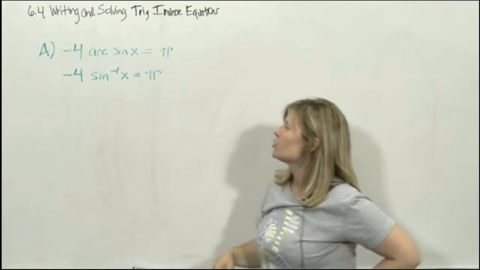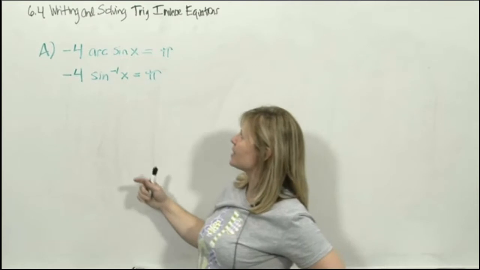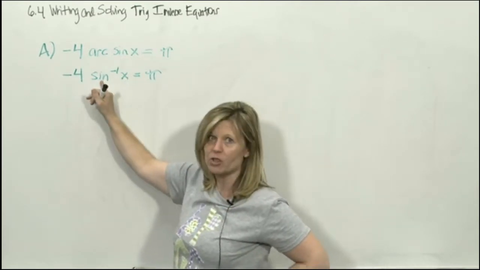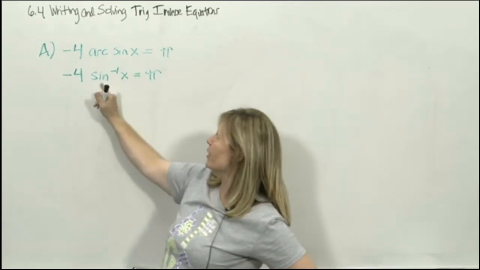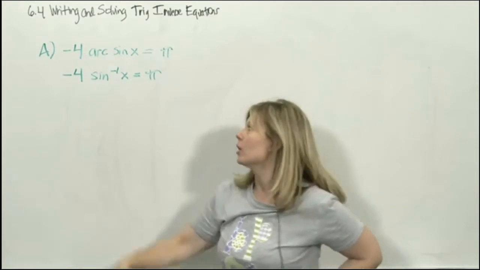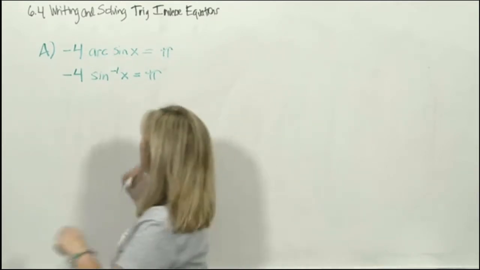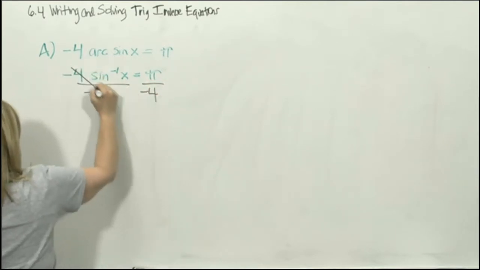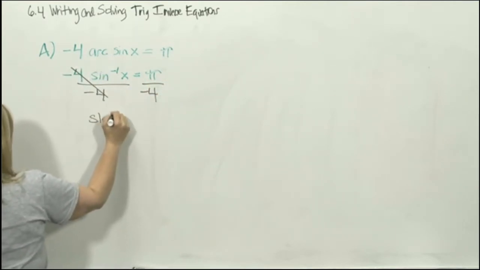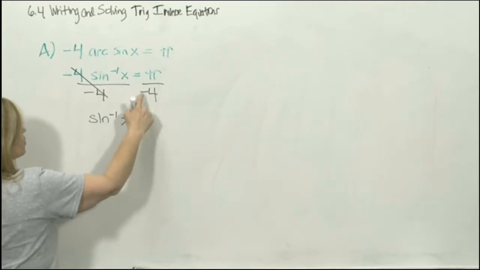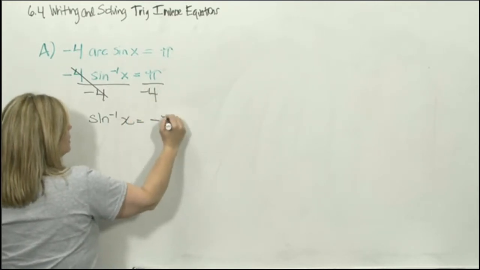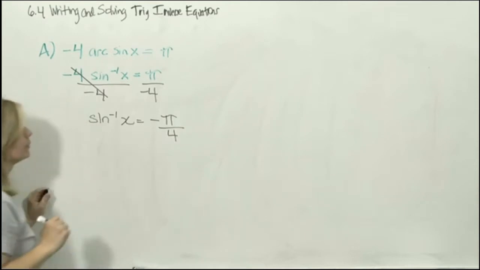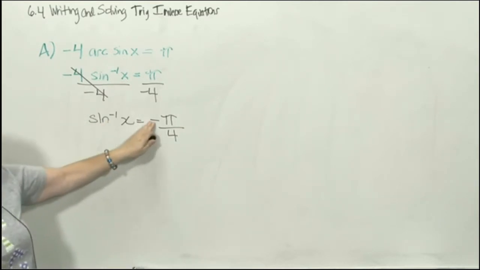All right, so let's talk. To get x by itself, x is connected to this trig function. Before we can even get rid of the trig function, we have to move everything over. There's a -4, so we can move the -4 by dividing. Let's isolate. So we get sine inverse x equals, I'm going to float my negative up, and this is pi over 4. So sine inverse x equals -pi over 4.